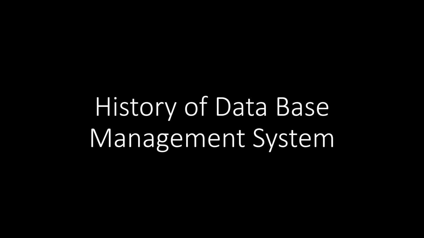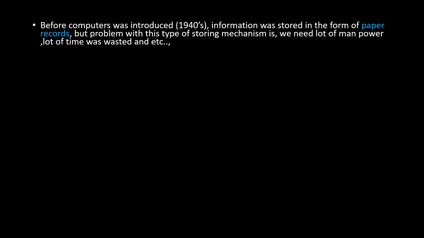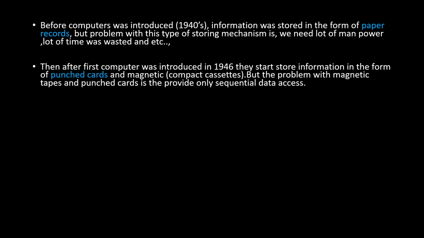Now, let's see the history of database management system. Before computers were introduced, information was stored in the form of paper records. But the problem with this type of storing mechanism is we need a lot of manpower and a lot of time to store and retrieve the information. So later computers were introduced in 1946. They started storing information in the form of punched cards and magnetic tapes. But the problem with tapes and punched cards is that they provide only sequential data access.